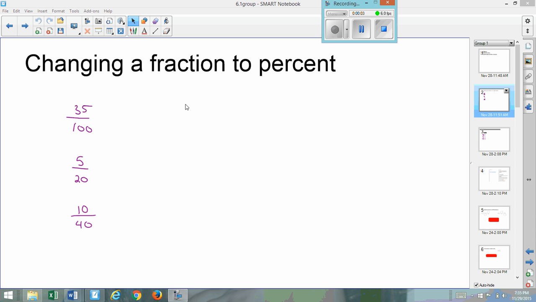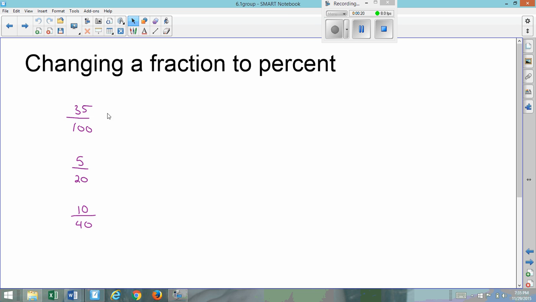Okay, guys, this is going to be a real quick mini lesson. Changing a fraction to a percent. The best way to do this is to always set it equal to 100 because we know the percent means out of 100. So what is 35 100ths as a percent?